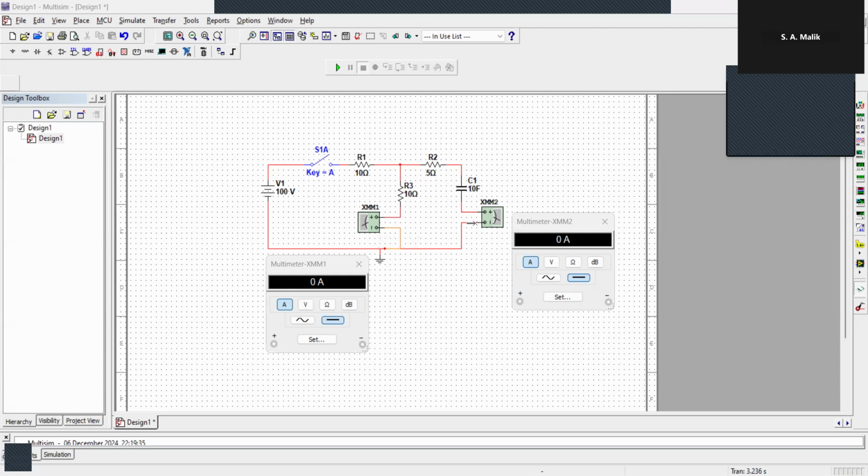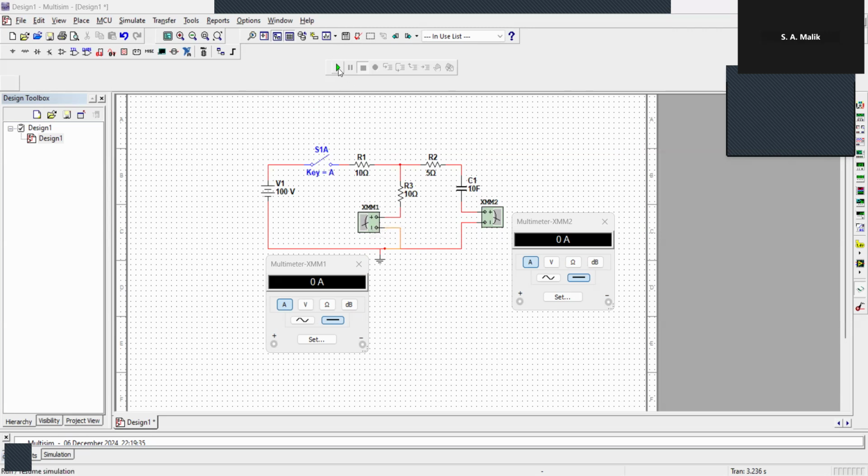Similarly, at t equal to infinity, or at t equal to 500 seconds, the capacitor current will drop to zero and all the current will be flowing through this R3. So the current at t equal to infinity will be 100 divided by 10 plus 10, that is 100 divided by 20, that is 5 amperes. So let's prove these points.